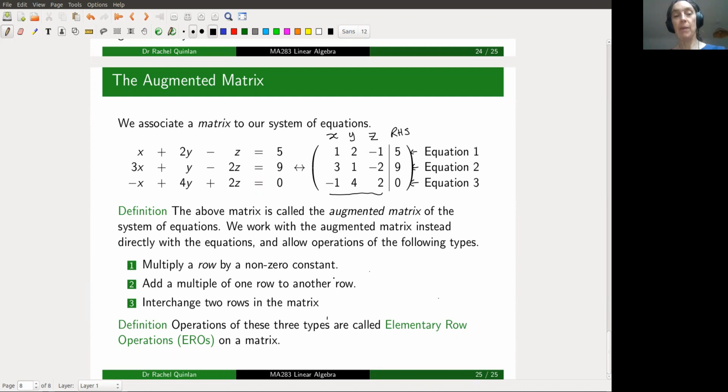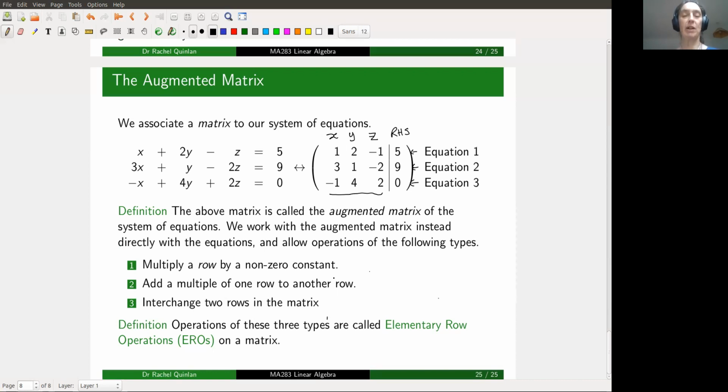We can add a multiple of one row to another row. That corresponds to adding a multiple of one equation to another equation and replacing that second one with the new thing. Again, that corresponds to an operation which does change the equations, but which doesn't change their simultaneous solutions. If you have a simultaneous solution of two equations, it's also a solution to any equation that you could get by multiplying one of them by a constant and adding it to the other one.